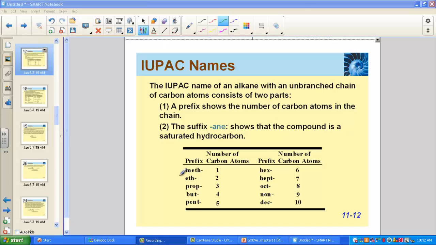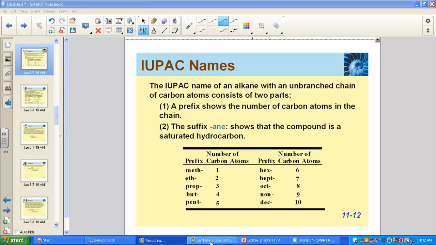That IUPAC name for an alkane with an unbranched chain of carbon atoms consists of two parts. The first part is a prefix showing the number of carbon atoms, and the last part is the suffix, which will always be ANE for this saturated hydrocarbon. In an earlier lesson, I suggested that you memorize those prefixes for the first 10 hydrocarbons. I hope you have started to do that.